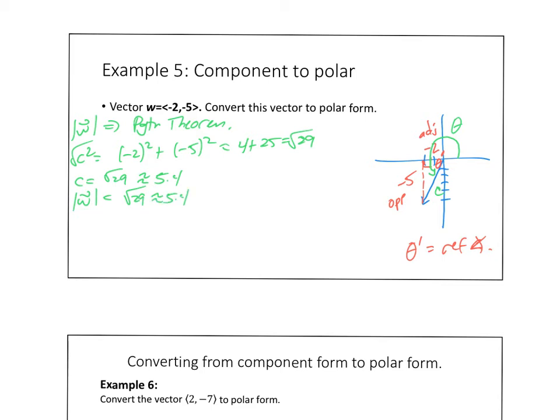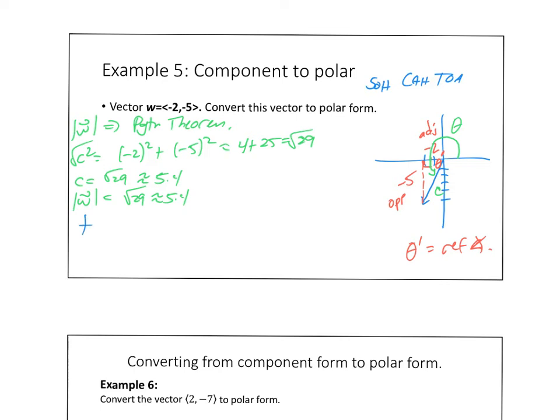Okay, now we need to find the angle. So looking at our right triangle, we're going to use the -5 and -2 because those are exact values, not the magnitude that we just found. And so in terms of SOHCAHTOA, we want to use the -5 and -2, which are opposite and adjacent.